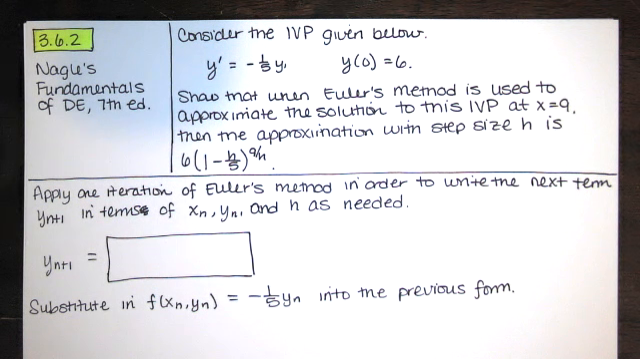that is, at x equals 9, then the approximation with step size h is given by 6 times the quantity 1 minus h over 5, all raised to the 9 over h power. First, we're asked to apply one iteration of Euler's method in order to write the next term y sub n plus 1 in terms of x sub n, y sub n, and h as needed.